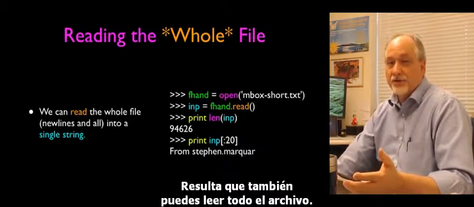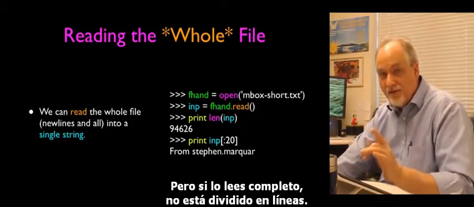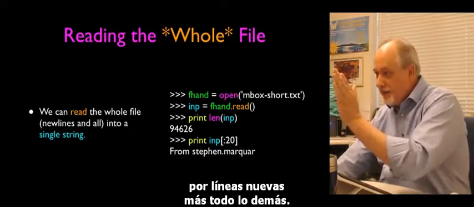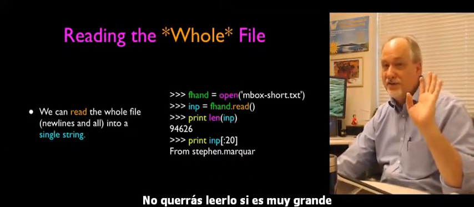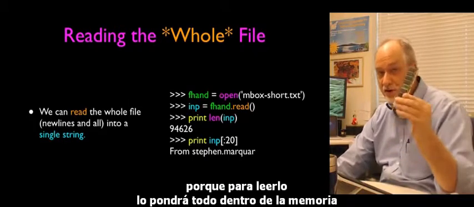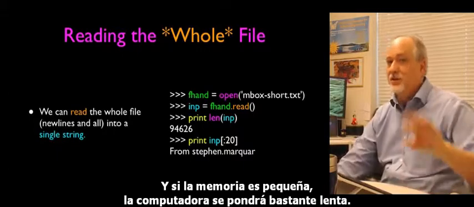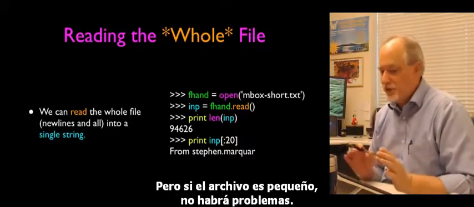It turns out you can also read the entire file. Now if you read the entire file, it's not broken into lines. You're getting all the characters punctuated by new lines, and you get everything. Now you don't want to do this if the file is too big, because it's going to try to read it all into the memory of the computer. And if the memory is not big enough, the computer is going to slow down to a crawl. But if it's a really tiny file, this works just fine.